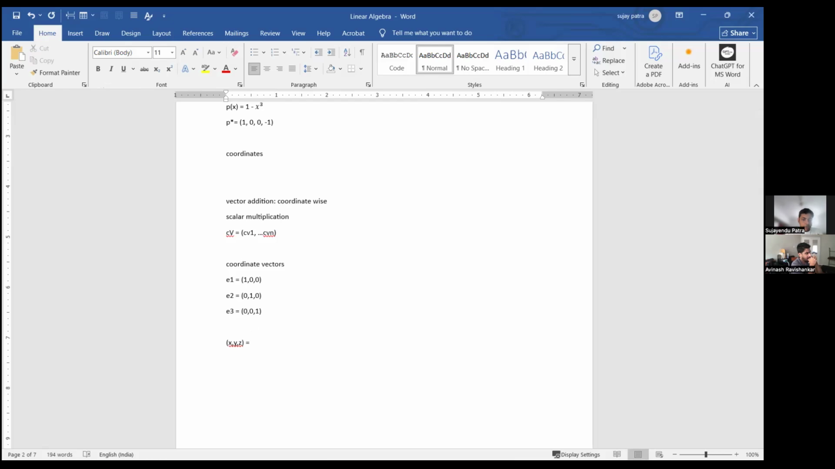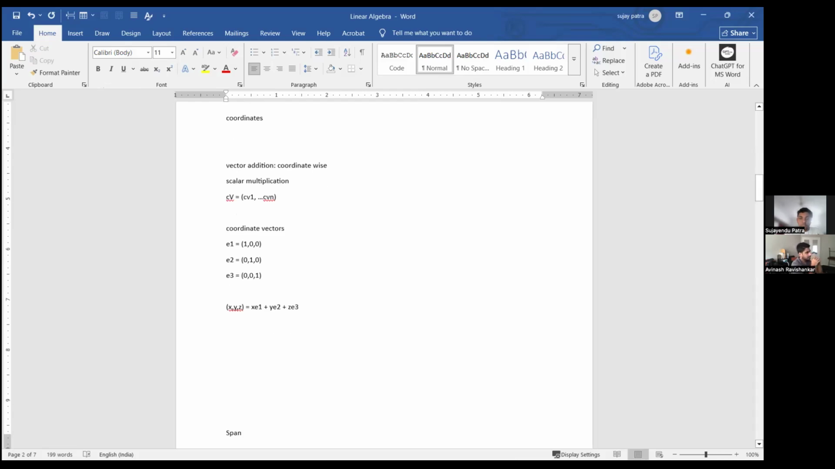So if I have x, y, z, I will write x times e1 plus y times e2 plus z times e3. Which means that e1, e2, e3 are enough to write everything as linear combinations. Other vectors are linear combinations of these vectors. And in general, if you take a bunch of vectors and then take all linear combinations, that's called the span.